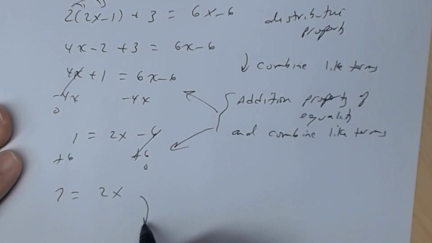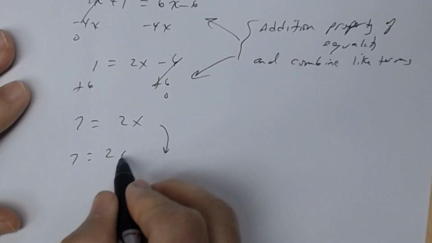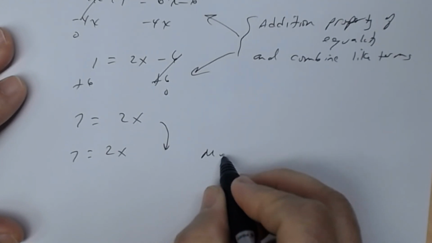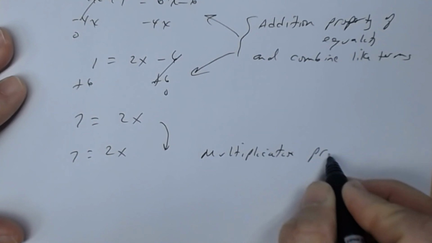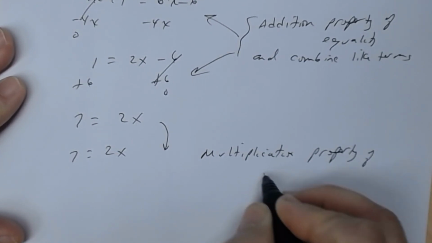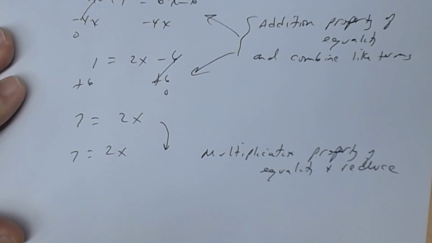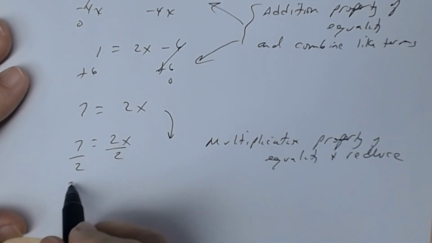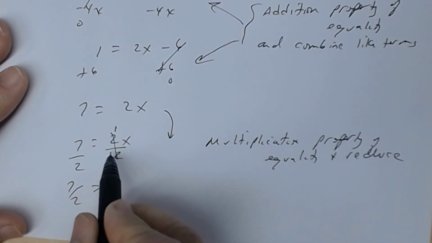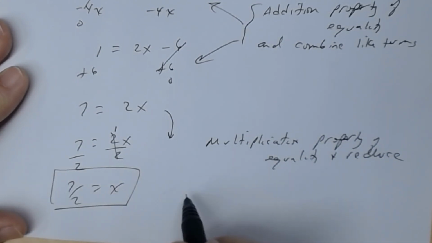And then to go from here to here, I'm going to rewrite this over. To get x by itself, I'm going to use the multiplication property of equality, and then reduce. Since x is being multiplied by 2, the opposite of multiplying by 2 is to divide by 2. So I get 7 halves equals 2 divided by 2 is 1. That's the idea of that reducing. 2 divided by 2 is 1. 1 times x is x. And there's your solution.